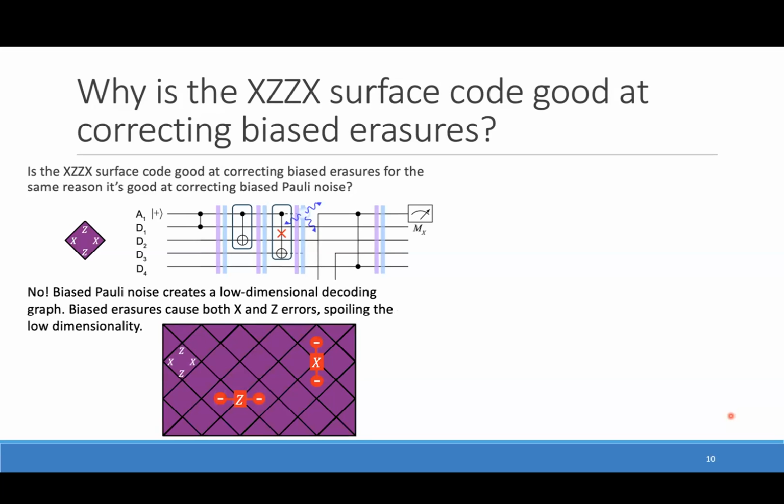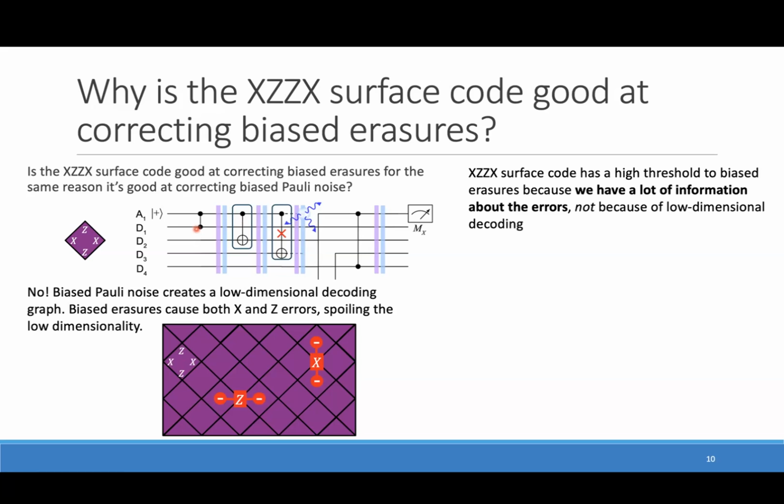Biased Pauli noise, you have a high threshold because your decoding graph is lower dimensional. Z errors only create these minus signs to the left and right. On the other hand, these biased erasures, remember, we're using these control not gates. And these control not gates, when you have an erasure, it can introduce X errors. A control Z gate, when you have an erasure, it can introduce Z errors. So there's no sense in which we're just only getting X errors or only getting Z errors in our XZZX surface code. The reason this is good at correcting these errors is just because of the reasons we went through on the previous slides. We know where the erasures occurred, and we know what kind of Pauli errors can occur at those locations. And we're using all of that information when we're trying to figure out where the errors occurred. And it's not because our decoding graph is somehow low dimensional.